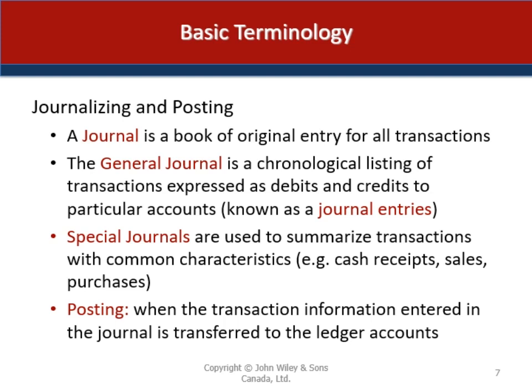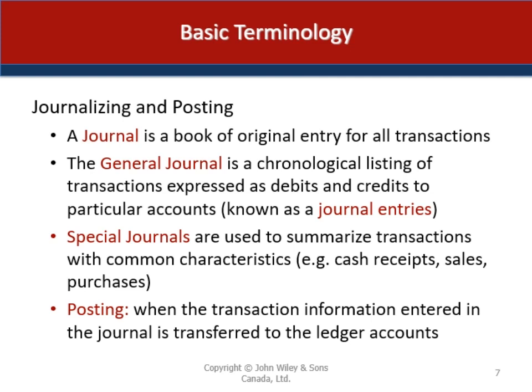Journalizing and posting. Journals are often called a book of original entry, and the transactions are initially recorded in a journal of some sort. So it may be on a computer, or it may be actually in a physical book of entry, depending on how old school you are. But the transactions are initially recorded in the journal, and so that's the book of original entry. A general journal is a chronological listing of transactions expressed in terms of debits and credits to particular accounts, and the accounts are held in the ledger, which we'll talk about in a second.